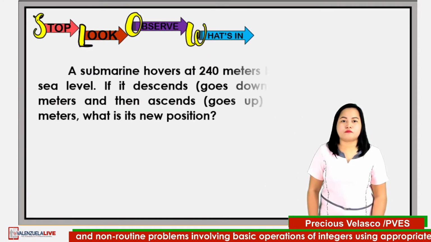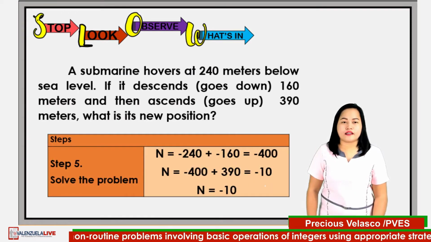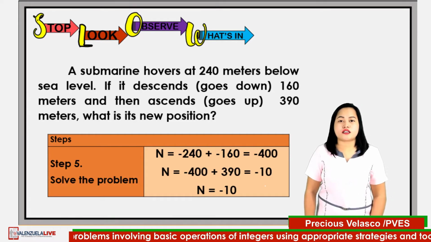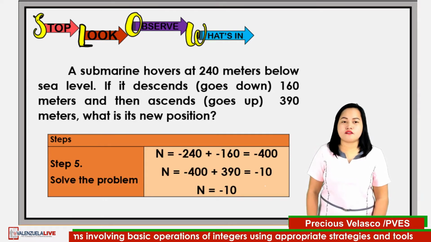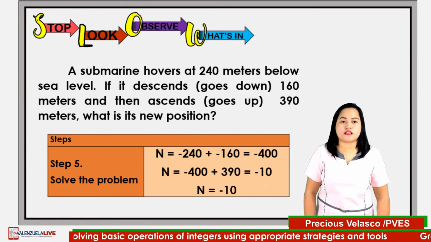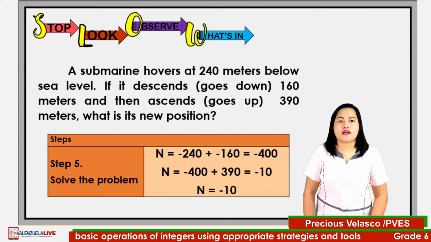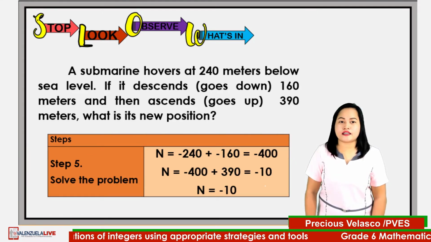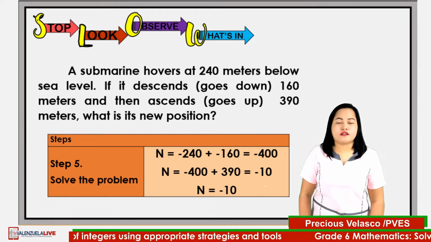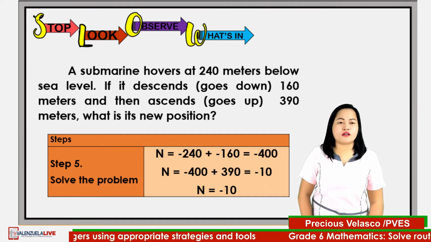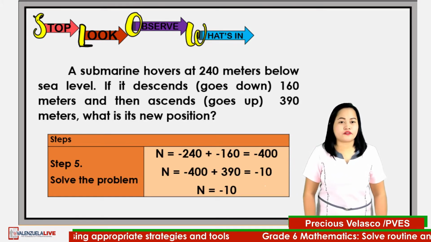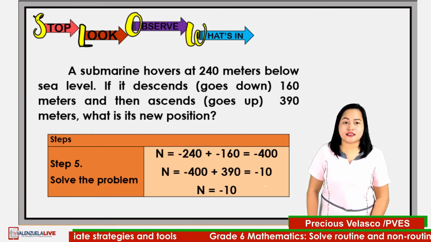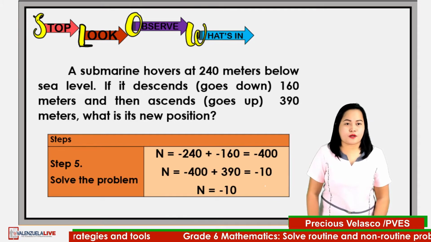So we have n is equivalent to negative 240 plus negative 160. It will give us negative 400. Then negative 400 plus 390 will give us negative 10. Therefore, the final position of the submarine is negative 10. So, what do you think is this problem? Is it a routine or non-routine? Well, very good. This is an example of a routine problem.